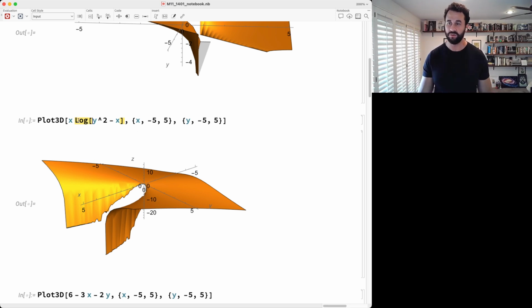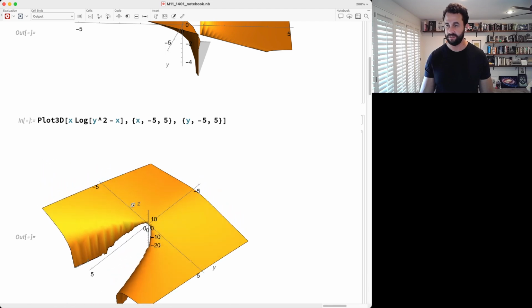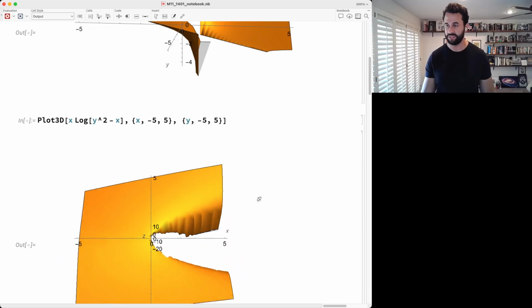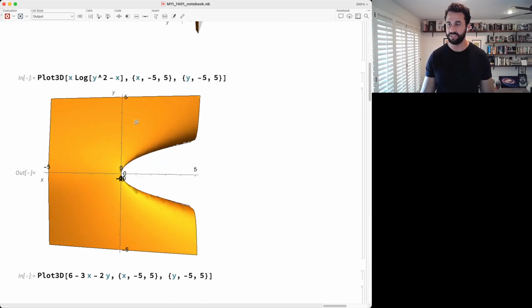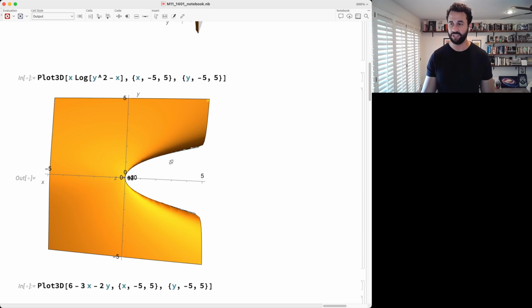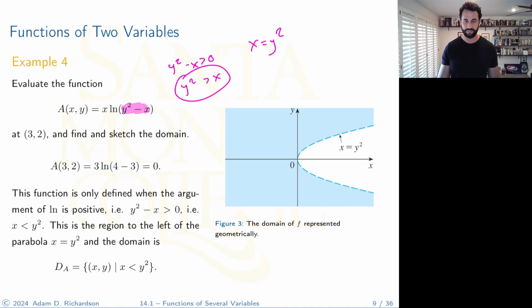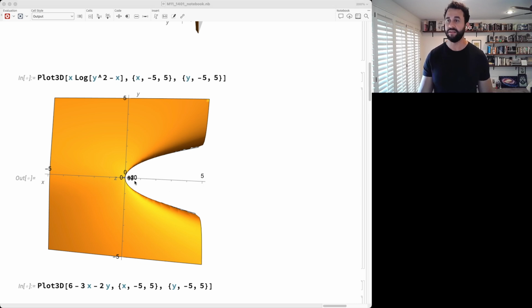But check it out. So I have x times log of y squared minus x. I'm restricting x and y to be between -5 and 5. And let me twist things a bit. Here we go. So it matches what we saw. This is like a bird's eye view, top-down view looking at our function, and this is exactly what the diagram of the domain looked like on the slides. Let me flash back for a minute. There it is. Right? There we go. So again, it agrees with what we would expect.